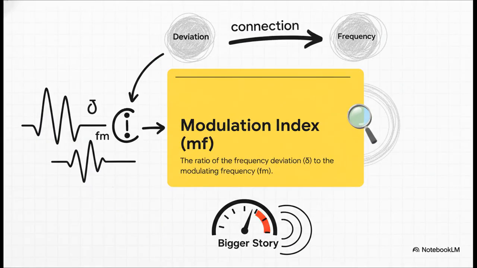Next up is the modulation index, and this is what ties it all together. See, it's not just about how far the frequency swings, but how that swing compares to the frequency of the sound we're trying to send. This ratio is super important because it basically defines the whole character of the final FM signal.